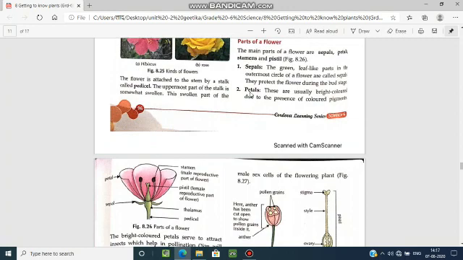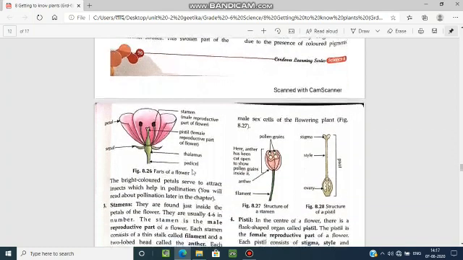Now the next part, petals. These are usually bright colored due to the presence of colored pigments. The second part is petals. This is the colorful bright colored part. This is called petals. The bright colored petals serve to attract insects. Why are the petals bright colored? Because they attract the insects which help in pollination. You will read about pollination later in the chapter.